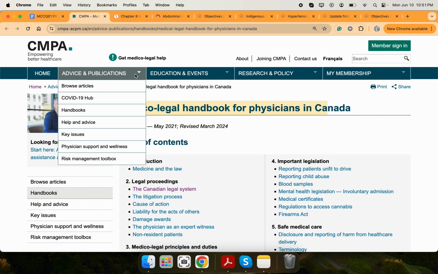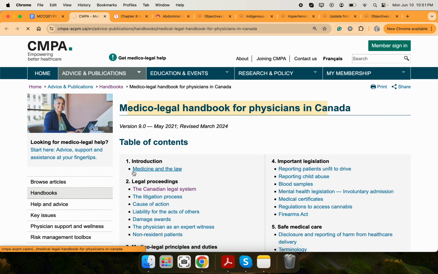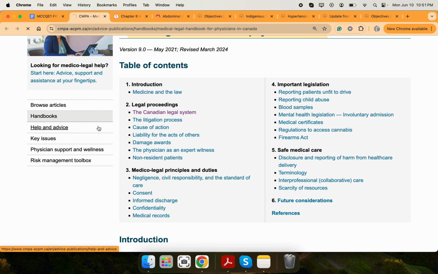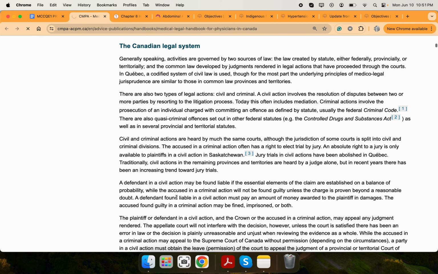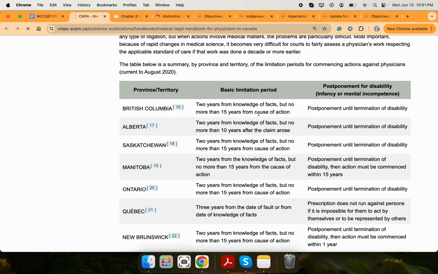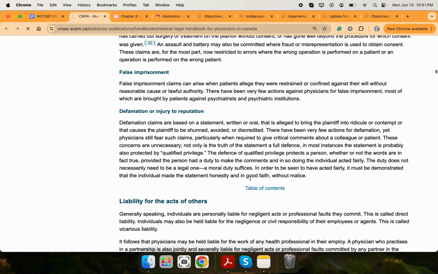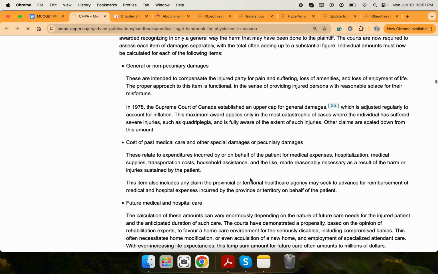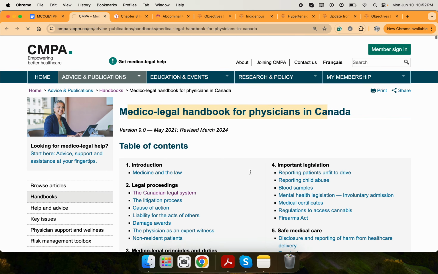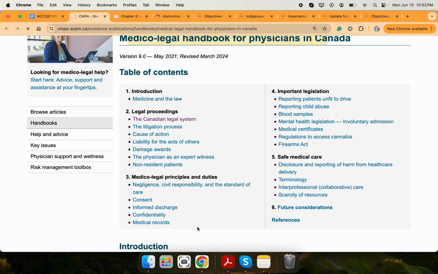If you go on the advice and publication, you will get it on the handbooks, and when you come on the handbooks, then you will find out this medical legal. This whole is important. I know it's scary. You don't have to remember the timelines and limitations, but if you can do it, you will just have to understand things. There is nothing to remember, but everything is important if you talk about all of these.